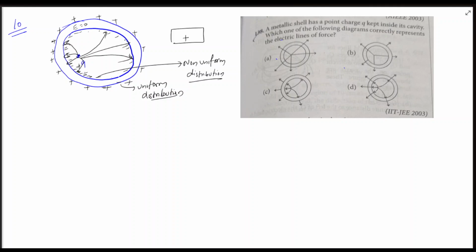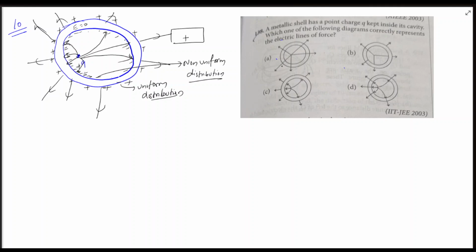And then outside, it will be like a sphere. Simple. So it will be like this. Okay, perpendicular to the surface. It will be like a sphere we have studied, right?